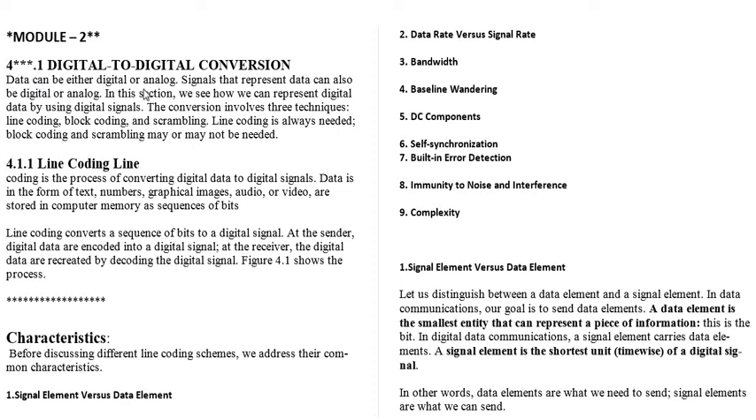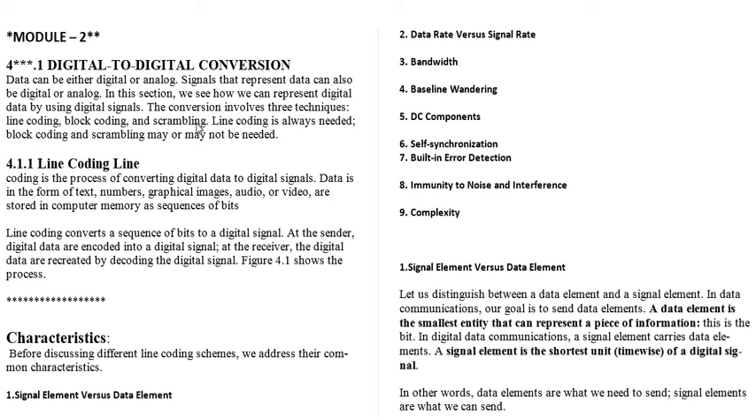Now we have to convert the digital data to digital signals. That is, the digital data has to be carried from sender to receiver in digital signal mode only. For that purpose, we have three techniques: one is line coding, second is block coding, third is scrambling. Line coding is very important, whereas block coding and scrambling may or may not be required.